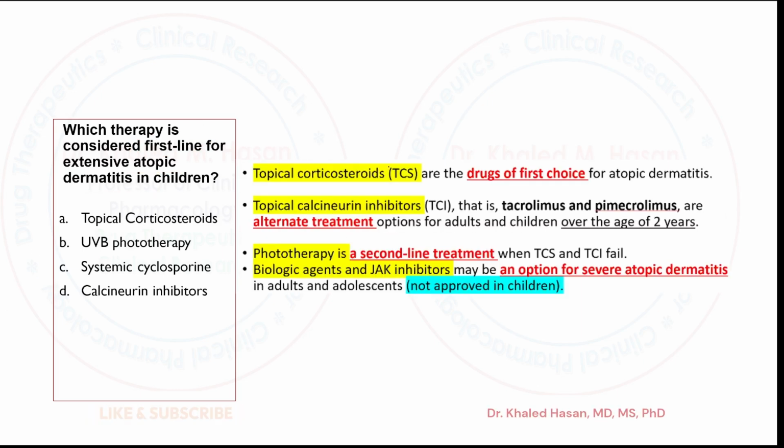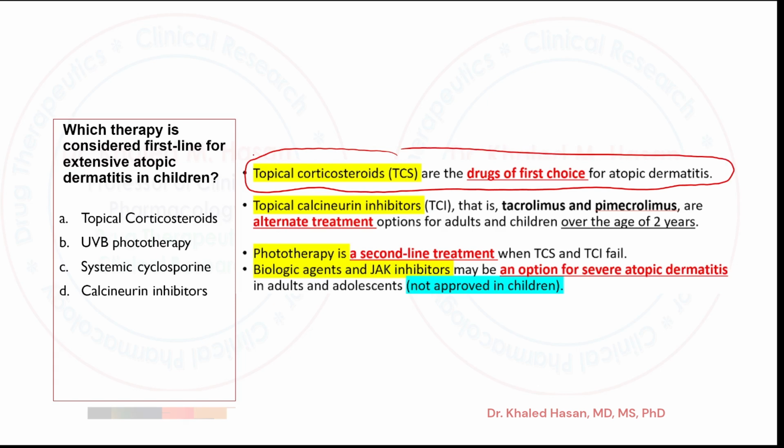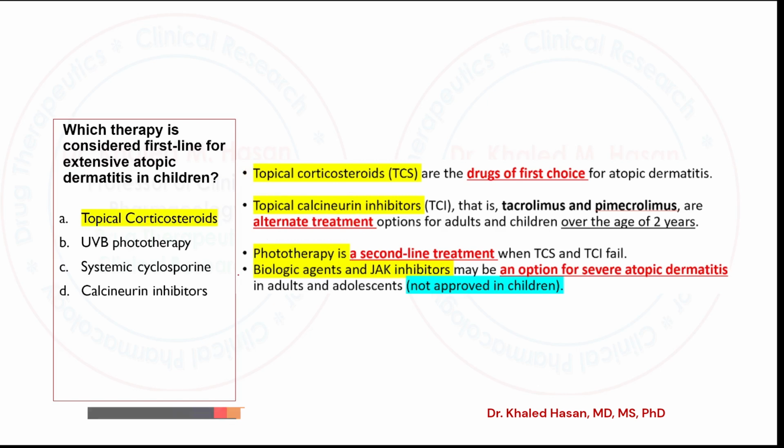First line therapy according to the references, textbook, and slide lectures. You can see here topical corticosteroid is considered first line therapy for atopic dermatitis. The alternative will be calcineurin inhibitor, and the second line will be phototherapy. So the first line therapy for atopic dermatitis will be topical corticosteroid.